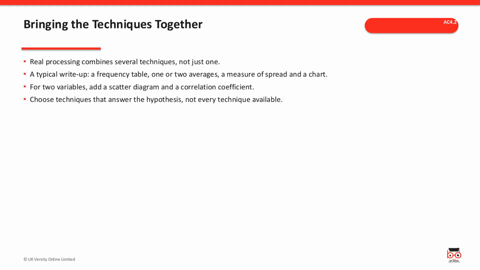Real processing almost never rests on a single technique. A typical write-up combines several: a frequency table, one or two averages, a measure of spread, and a chart. If you're dealing with two variables, you'd add a scatter diagram and a correlation coefficient on top. The skill isn't using every tool available, it's choosing the ones that actually answer your hypothesis. Restraint and relevance beat a scattergun of every chart you know.